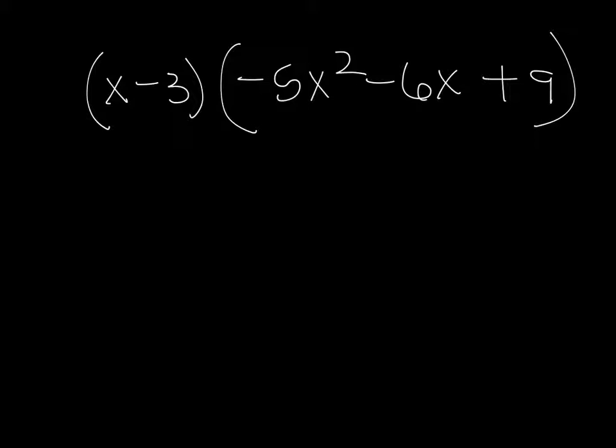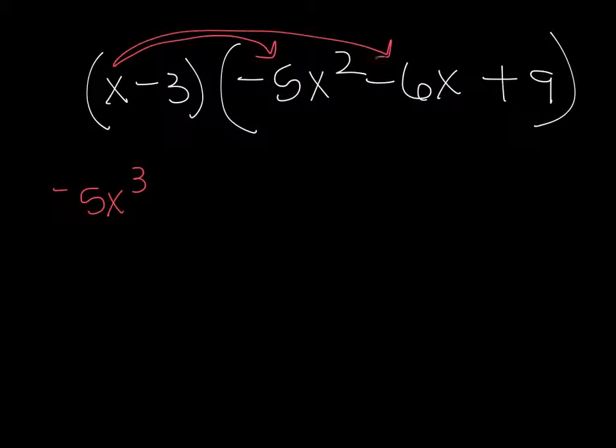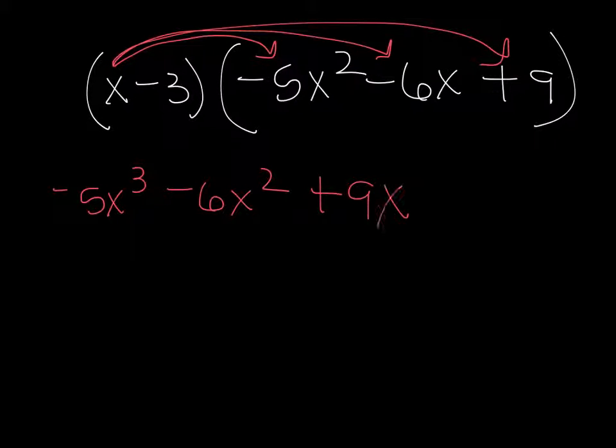All right, so the first thing you had to do was take your x in the first parentheses times everything in the second. So when I take x times negative 5x squared, you should have gotten negative 5x cubed. If I take x times negative 6x, that's negative 6x squared. And if I take x times 9, you should have positive 9x.